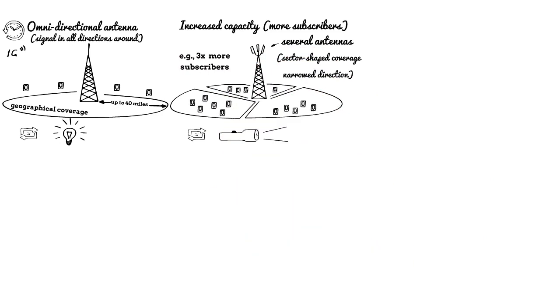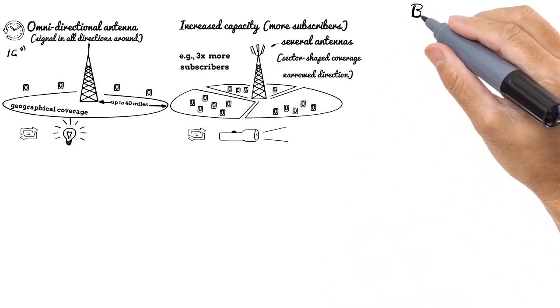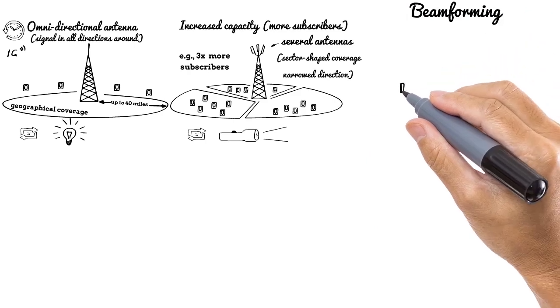This is because standards clearly specified the maximum number of phones allowed to be handled per radio channel. Do you remember we mentioned up to 8 users per channel in GSM? Now we are coming to beamforming in MIMO.